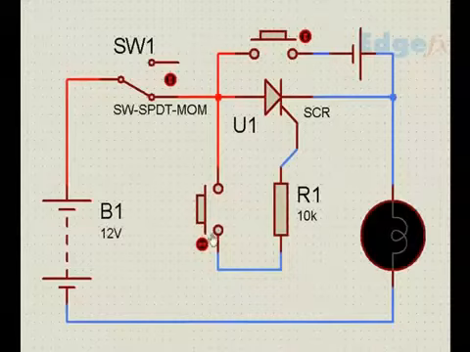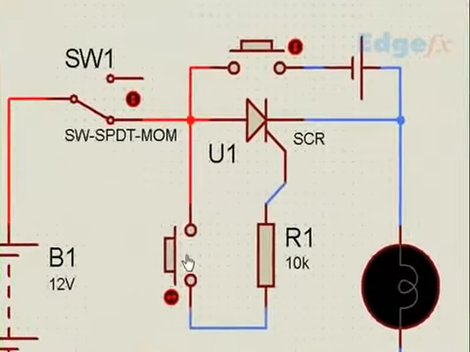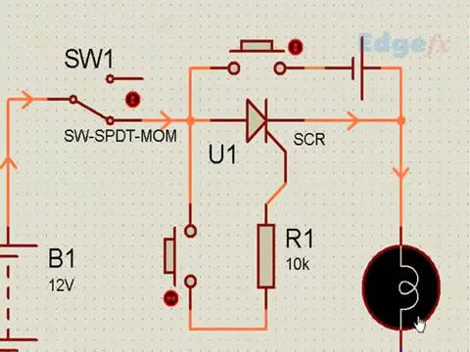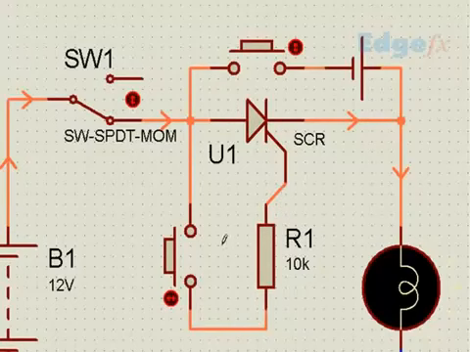And when we just trigger the gate, that means I just push it and release it, the lamp continues to glow. This lamp continues to glow because this behaves like a diode. After it is being triggered and the gate is removed, it behaves like a diode. And when will it stop?